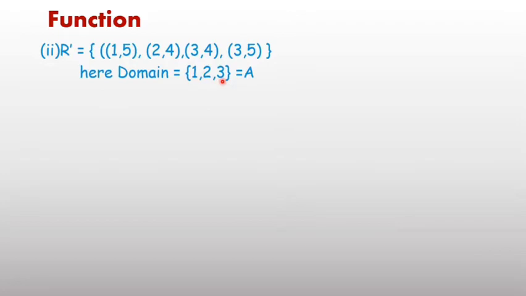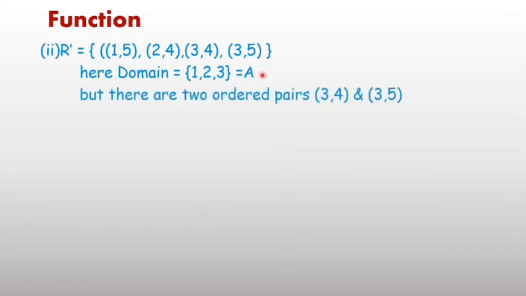If any element is repeated, we write it once. So domain equals set A. The first condition is satisfied, it is a relation. Second condition, domain equal to set A. Now third, no two ordered pairs have the same first component. Now check (1, 5): no two ordered pairs have the same first component, meaning the first element should not be repeated.